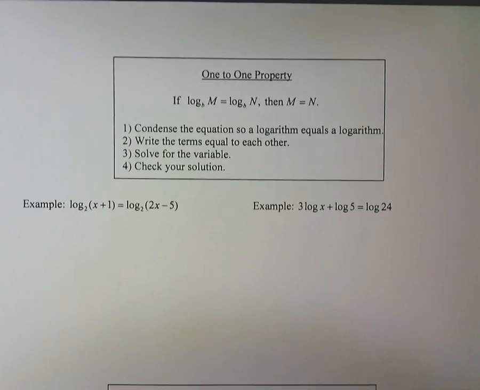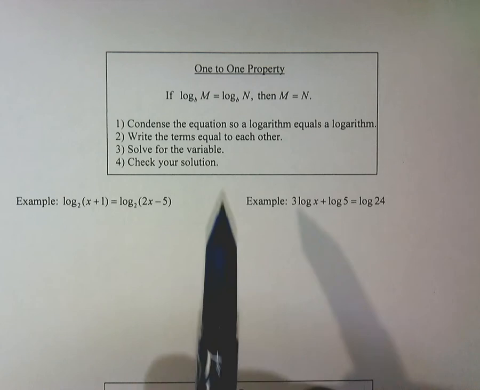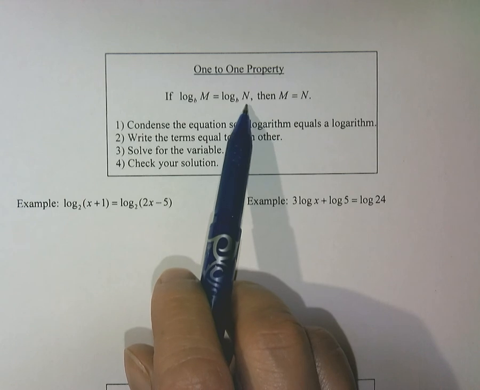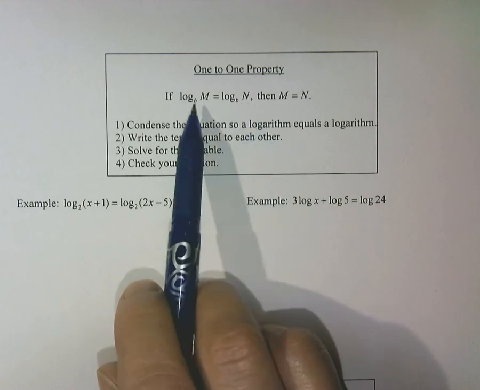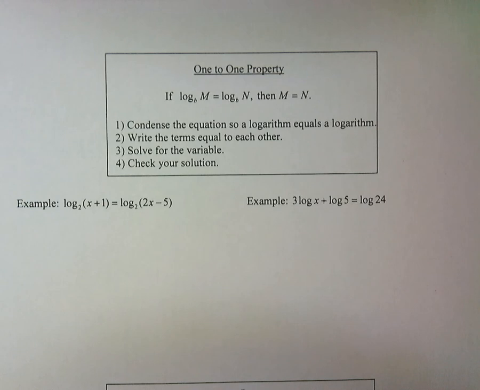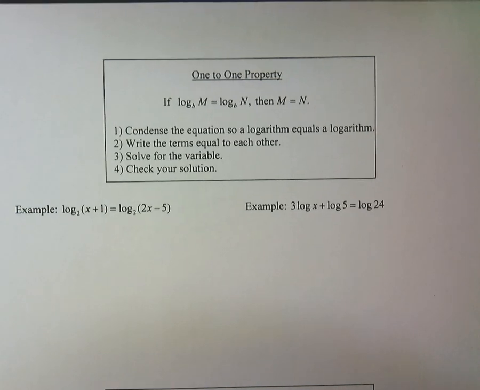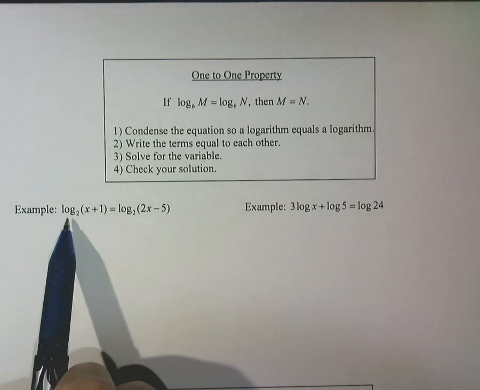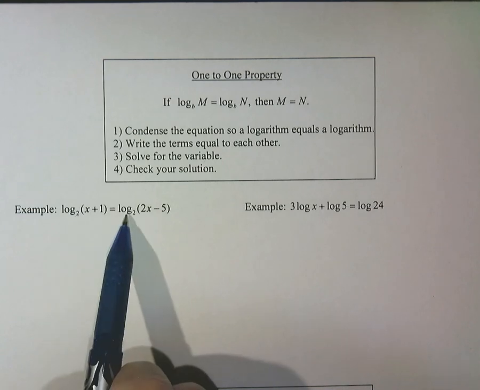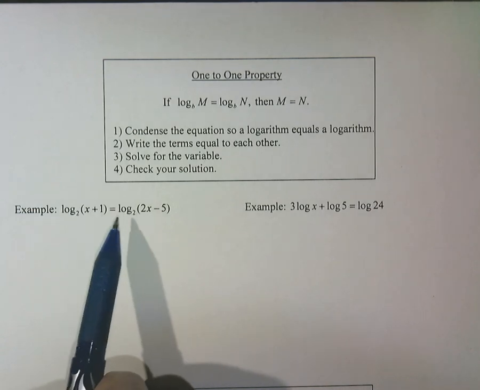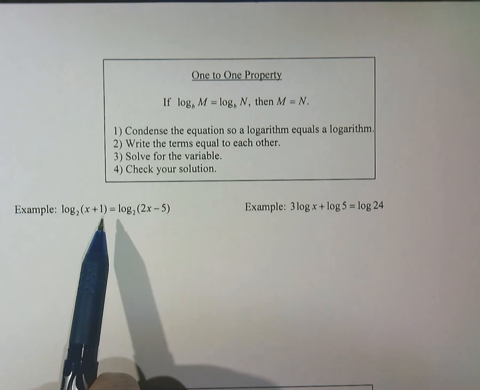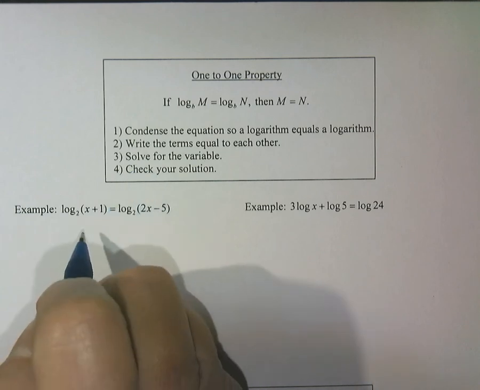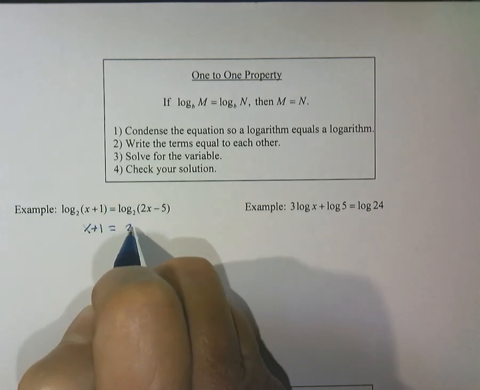The one-to-one property is very easy, and it states if the log base b of m equals the log base b of n, then m has to equal n. Makes sense. They both have the same base. So just like I started out with exponents, the first example I don't have any work to do because it's a log base 2 equals a log base 2. So I don't have to isolate anything. I don't have to condense anything. So I can right away just write the terms equal to each other. So x plus 1 is going to equal 2x minus 5.